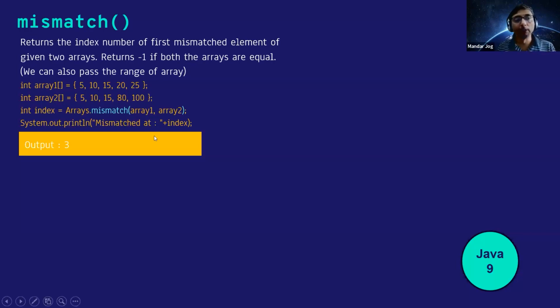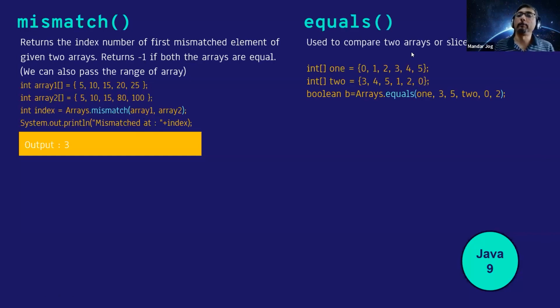Now remember that there is an overloaded method available of this particular mismatch, which takes array 1, index 1, index 2, which is nothing but the starting index number and ending index number of array 1, then array 2, index 3 and index 4, where index 3 is the starting index number of array 2, and index 4 is the ending index number of array 2, which you want to compare. So that is the mismatch things which are available.